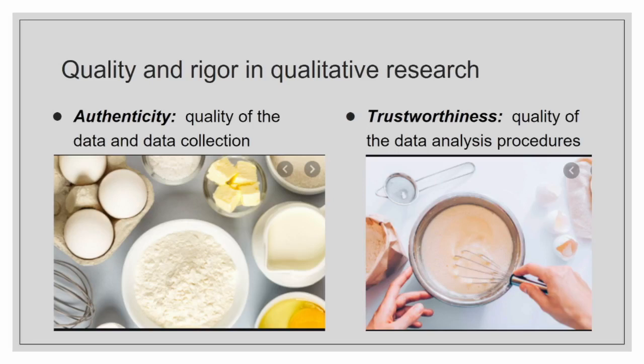Now, when we talk about qualitative, we have 2 words. We like the terms authenticity and trustworthiness. They have some parallels to things we're more familiar with, like validity and reliability. But what authenticity says is the data is accurate.